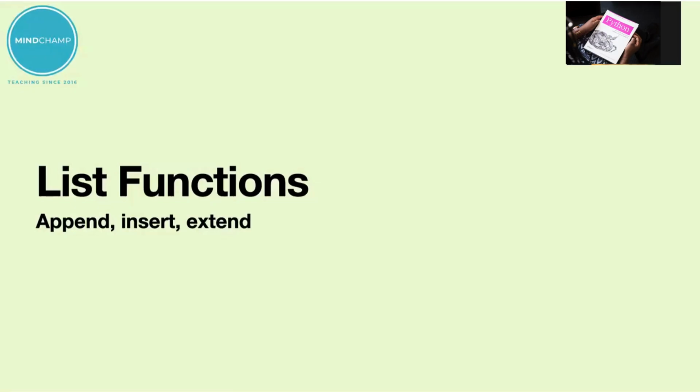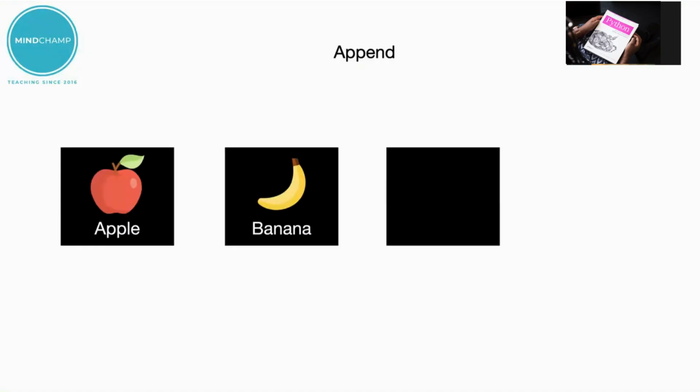Python lists are dynamic. You can add, insert, or merge items. Let's learn three essential functions: append, insert, and extend. So, starting with append. Append adds one item to the end of the list.